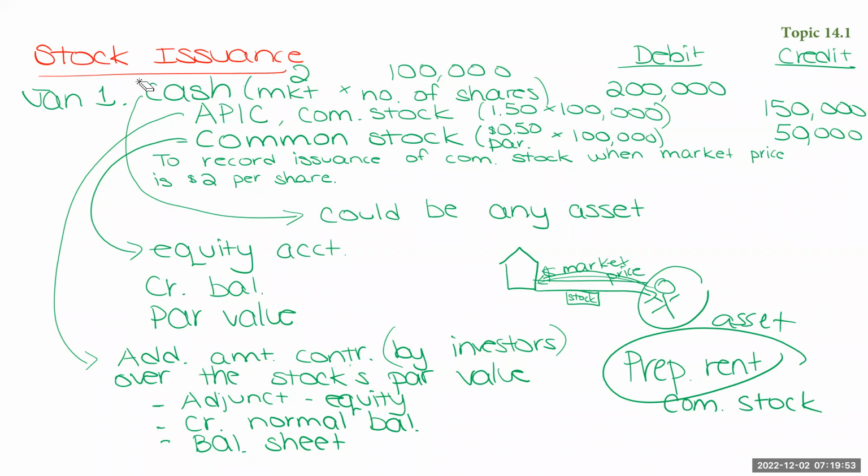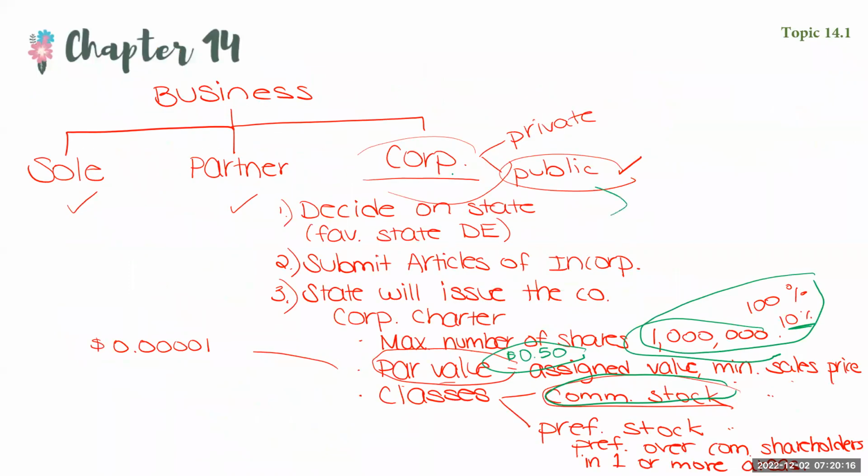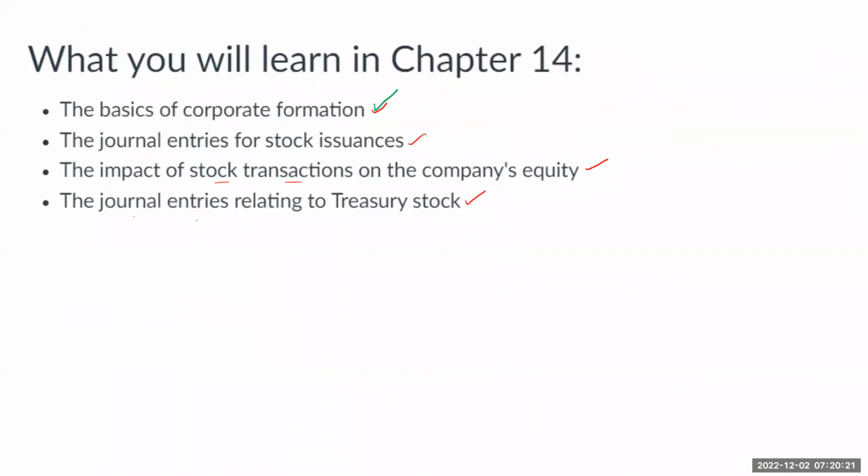All right, you did your journal entry for stock issuances. Common stock is always credited for par, so these will be your takeaways. Common stock is always recorded at par. Cash or whatever asset is received is recorded at market. APIC is the difference. Right, good job. So we covered the basics of corporate formation, the steps the company must take in order to incorporate. And we have reviewed the journal entries for stock issuance, the impact of those stock transactions on a company's equity.